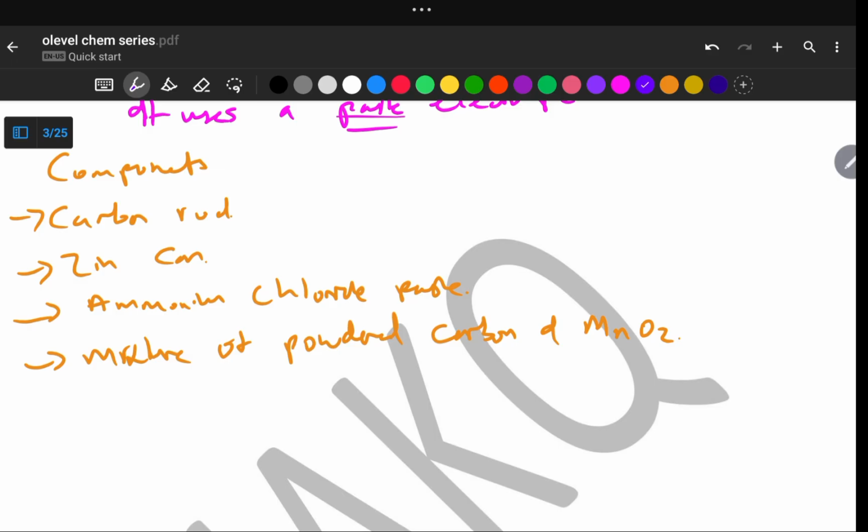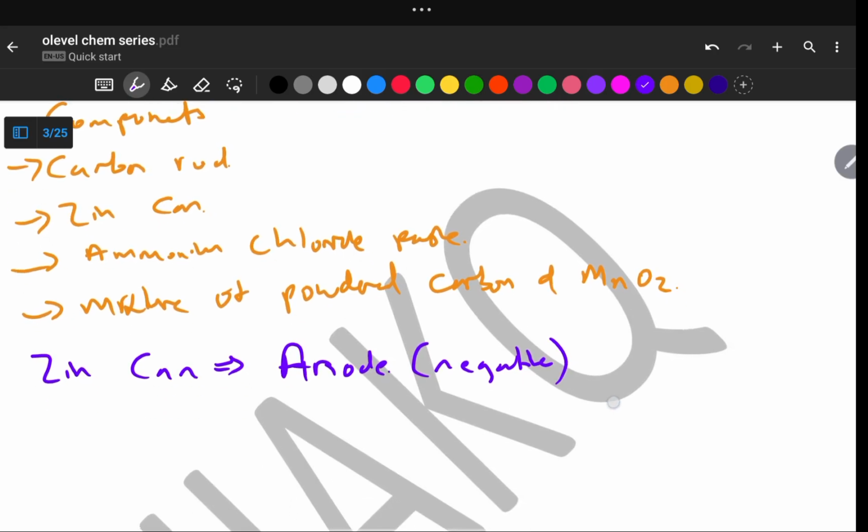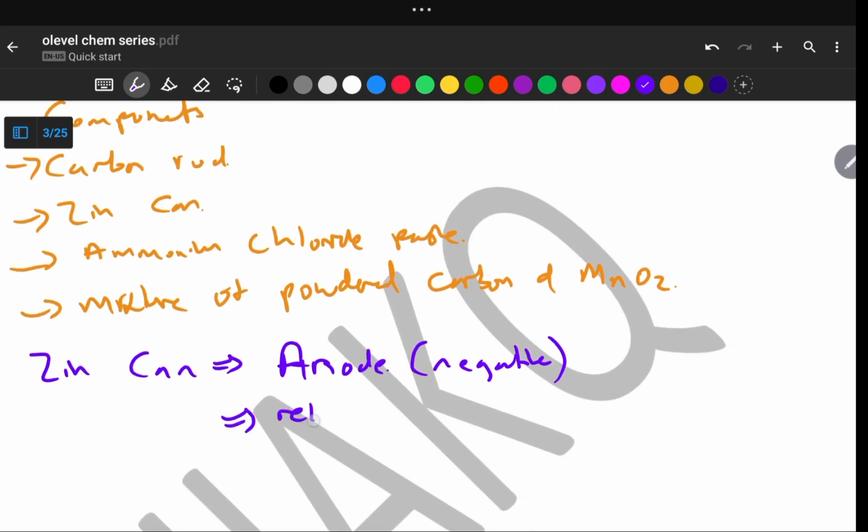So we are going to have the zinc cane first. Zinc cane is the anode, right? It is the anode, the negative terminal, the negative electrode. So the zinc cane is going to release the electrons. We defined anode as the electrode which releases electrons, the electrode where oxidation takes place, right?